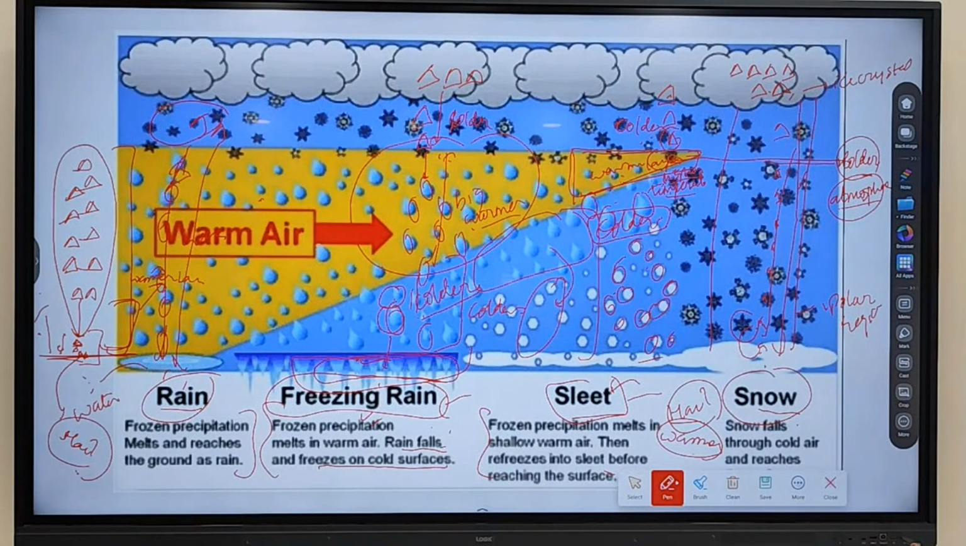So any doubt regarding the forms of rain as well as types of rain? Types of rain, you have to keep in mind: orographic rainfall, frontal rainfall, convectional, and cyclonic rainfall. What are the forms of rain? Forms of rain are rain, freezing rain, sleet, as well as snow.